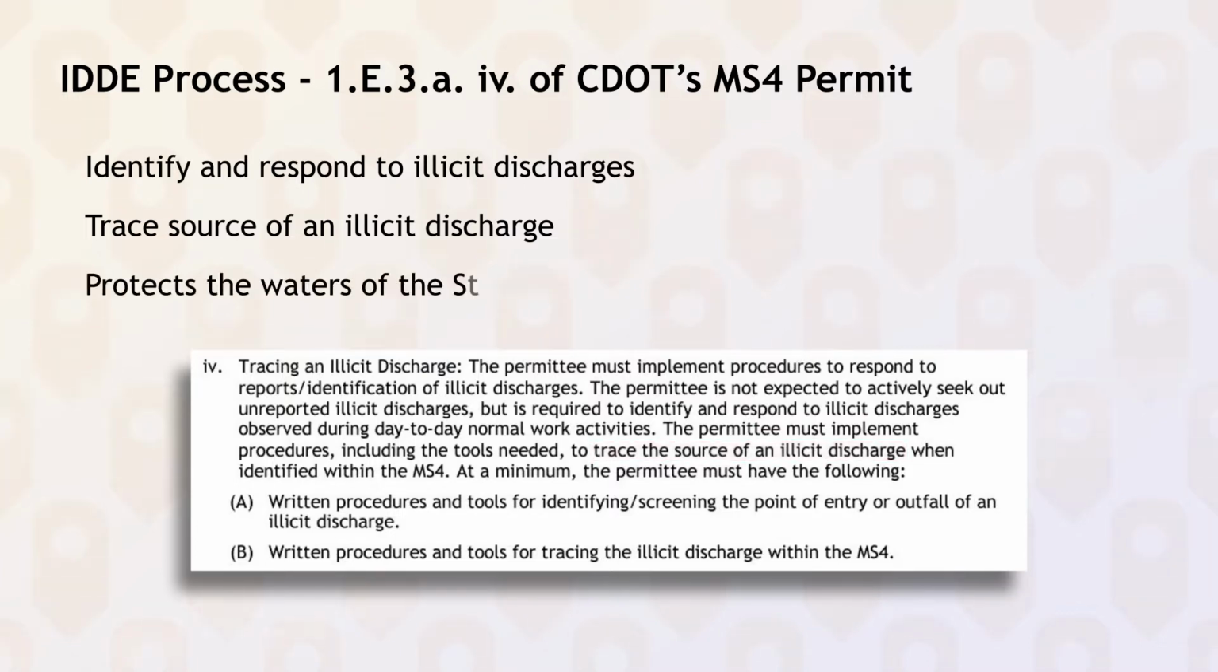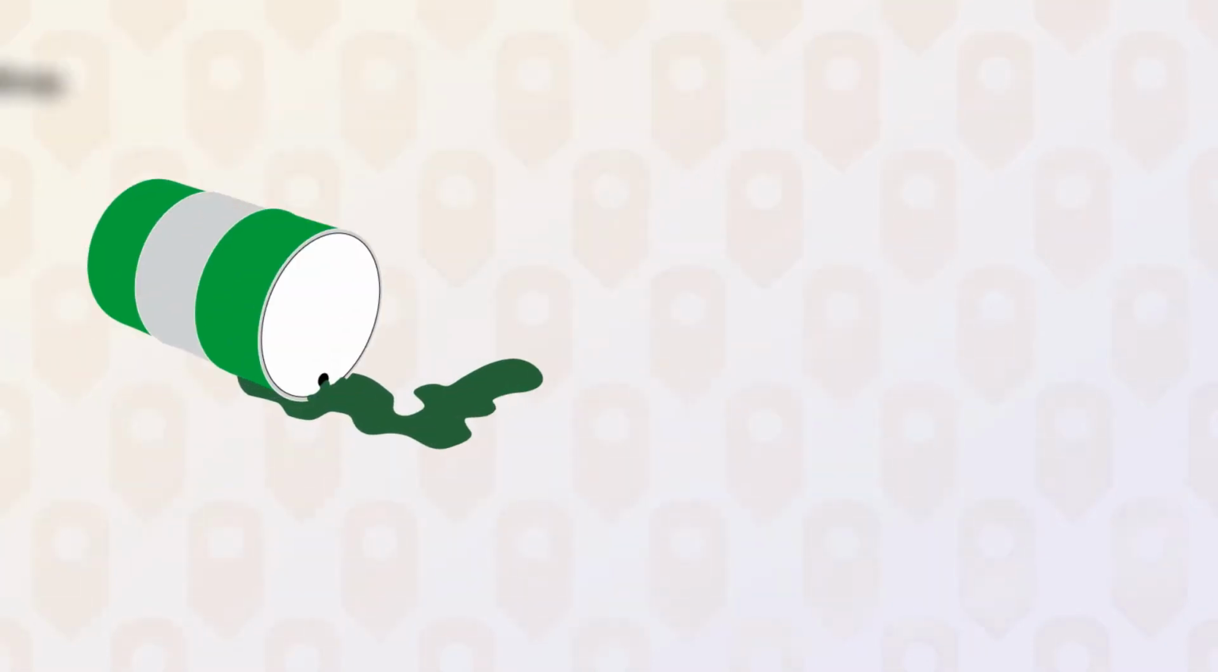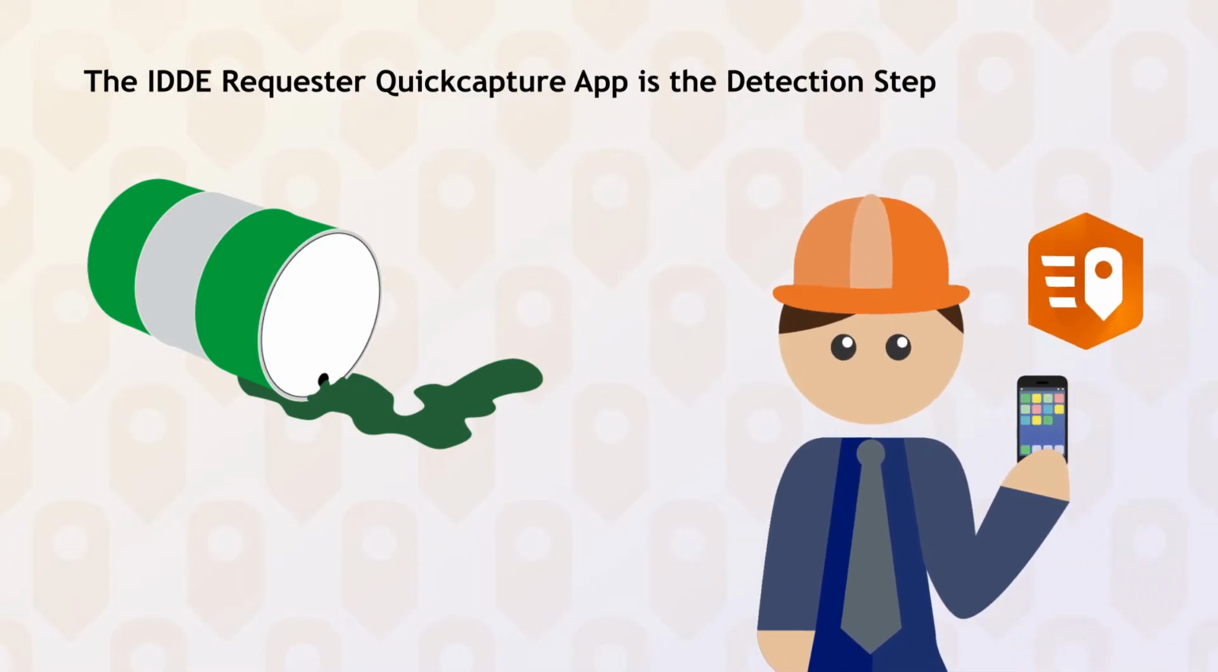By bringing the correct party's attention to the problem, this process protects the waters of the state from any illegal pollutants entering those streams from any CDOT stormwater conveyances. QuickCapture is the detection step in the illicit discharge detection and elimination process, to be followed by the elimination portion of the process once the report is submitted. This entails alerting the IDDE manager and initiating an investigation using the Illicit Discharge Investigation application.